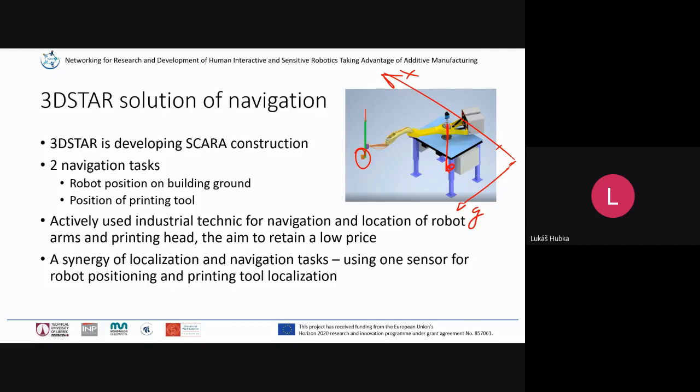You can see that we don't have actually in our first version any wheels which allow us to move it, but you can move it, of course, once you finish some part of a task. So the robot and the machine, the printer, can print buildings which are bigger than the actual reach of the printing tool.